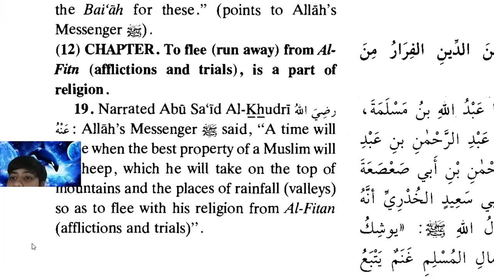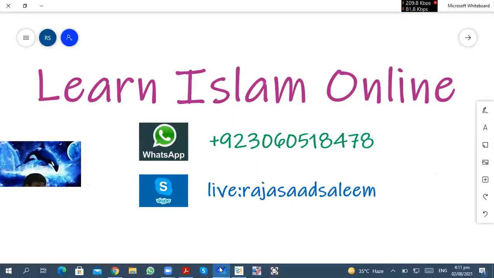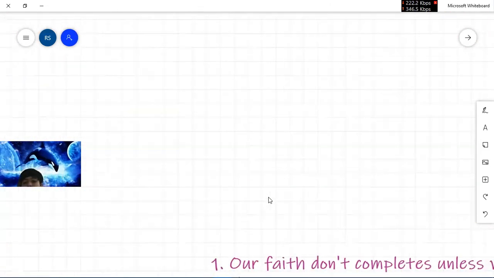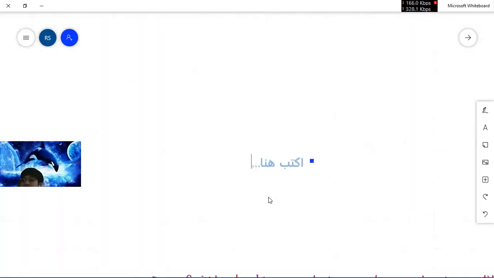Narrated Abu Sa'id al-Khudri, may Allah be pleased with him. Allah's Messenger, peace be upon him, said, a time will come when the best property of a Muslim will be sheep, which he will take on the top of mountains and the places of rainfall, valleys, so as to flee with his religion from afflictions and trials. So this will be a little difficult for you to understand, but let me explain it to you in your words.